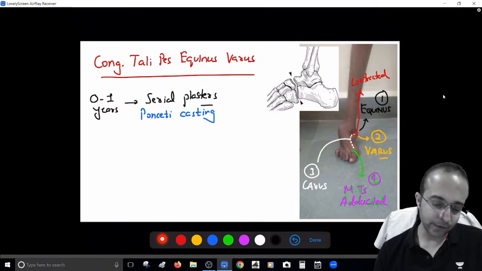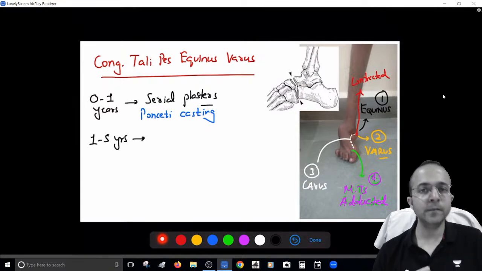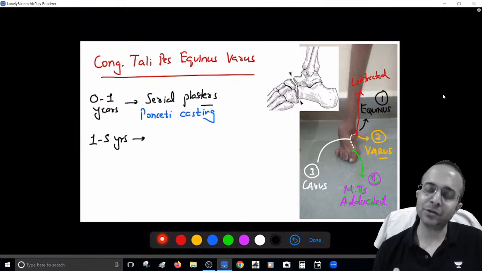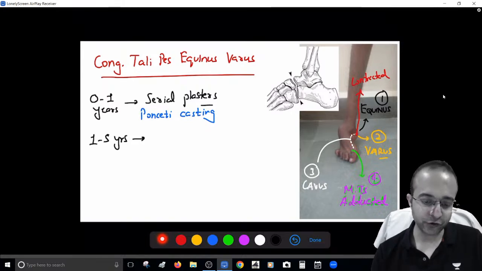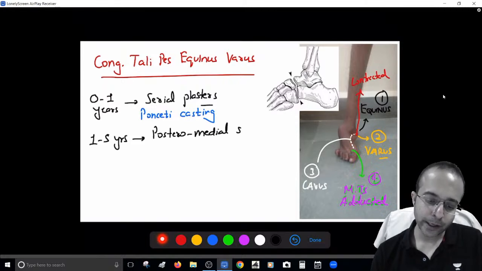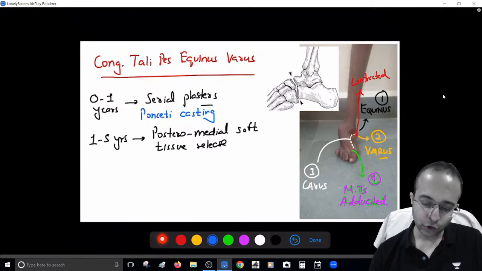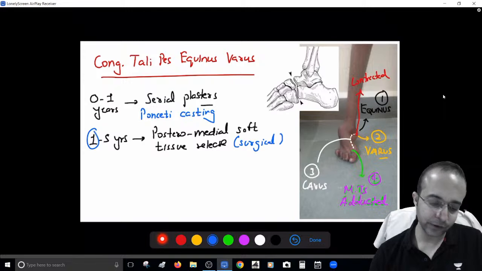In case the age has gone between 1 to 5 years, this is where just stretching the soft tissues by plasters might not correct the deformity. Now you have to take up the patient for surgery. So you have to cut those tight soft tissues on the posterior medial side of the foot. That's what we call posterior medial soft tissue release. So this is where surgical intervention starts after the age of 1 year in CTV.